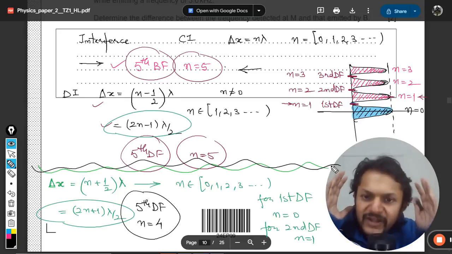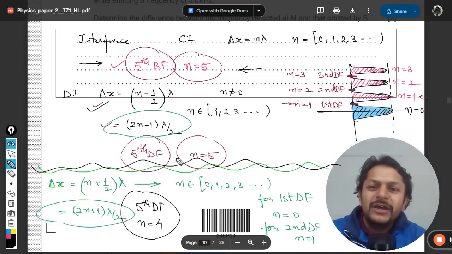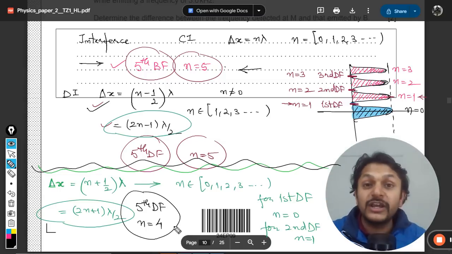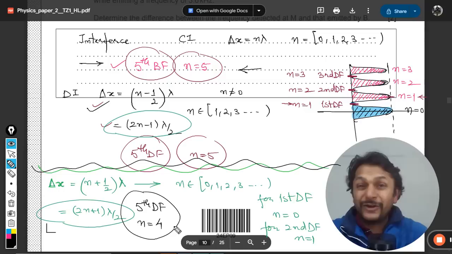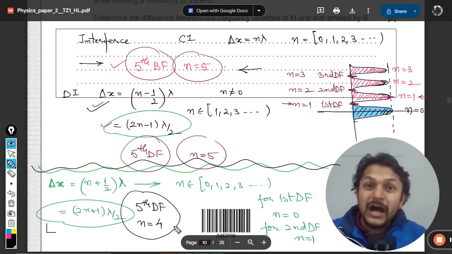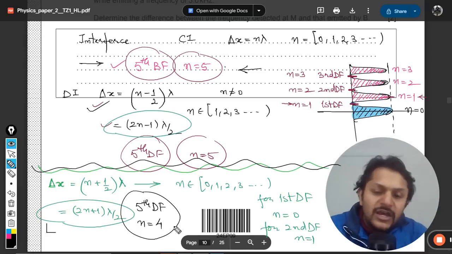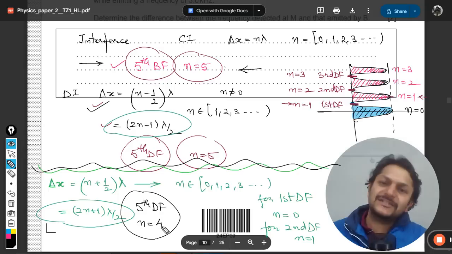So be very careful. If you are using my formula, there is no problem. For the fifth dark fringe, you would be using n is equal to 5. But if you are using the data booklet, because many of my students report to me, sir, I don't want to remember any formula, I will only use the formula given in the data booklet. There are students like that. So anyways, be careful that n will be equal to 4 in that case.